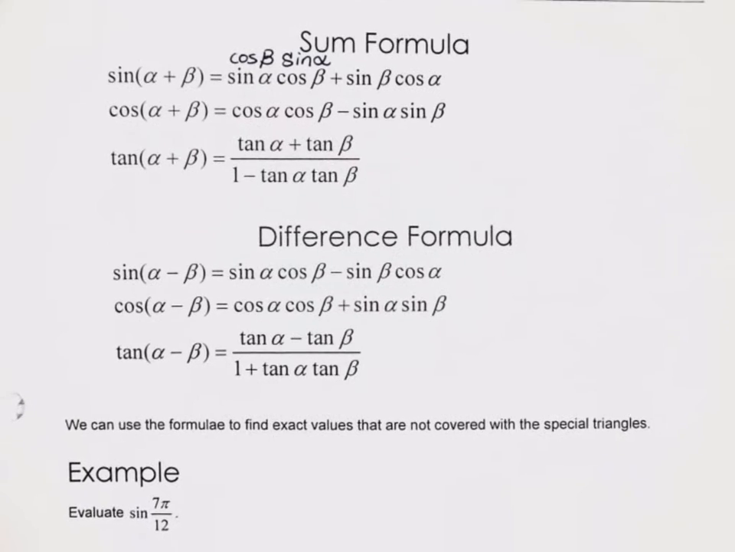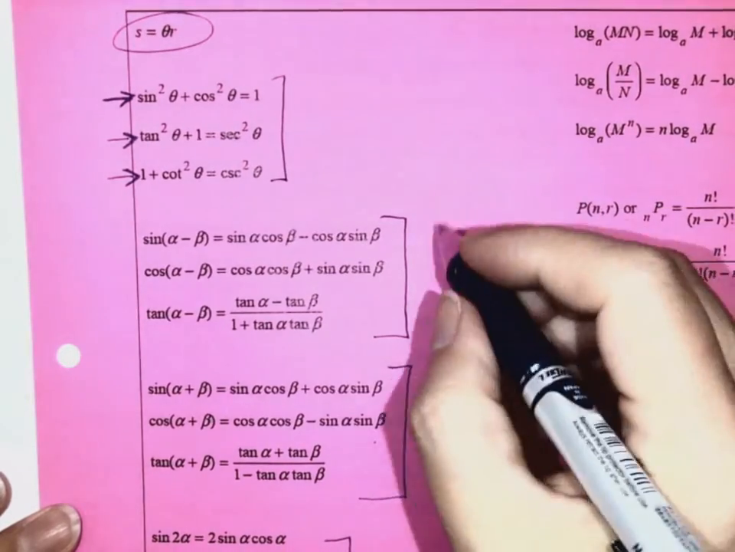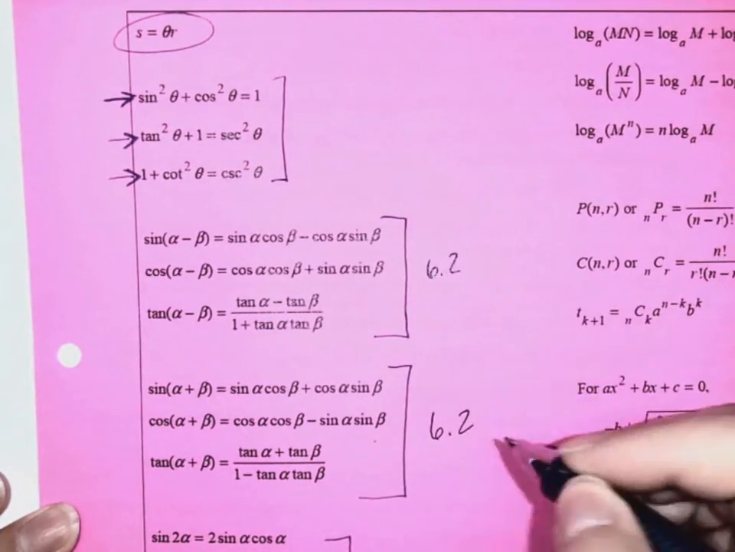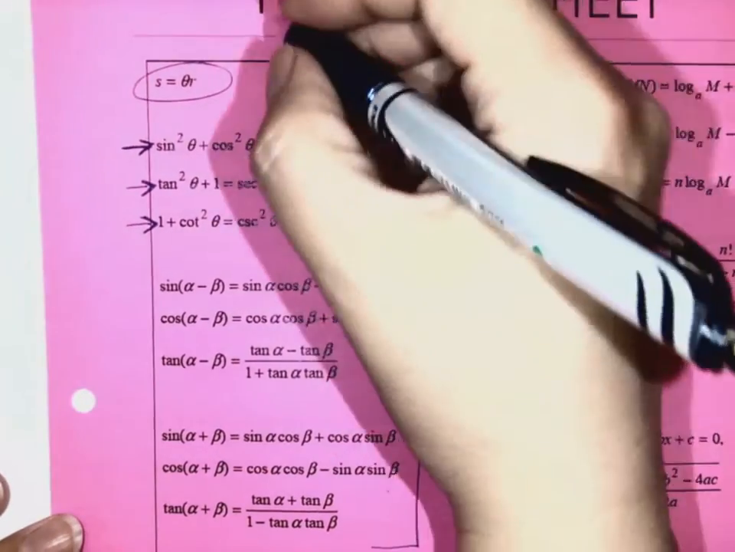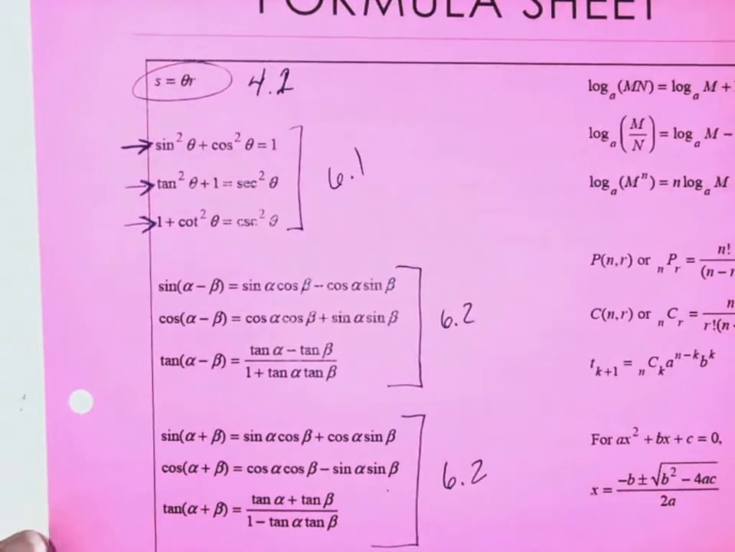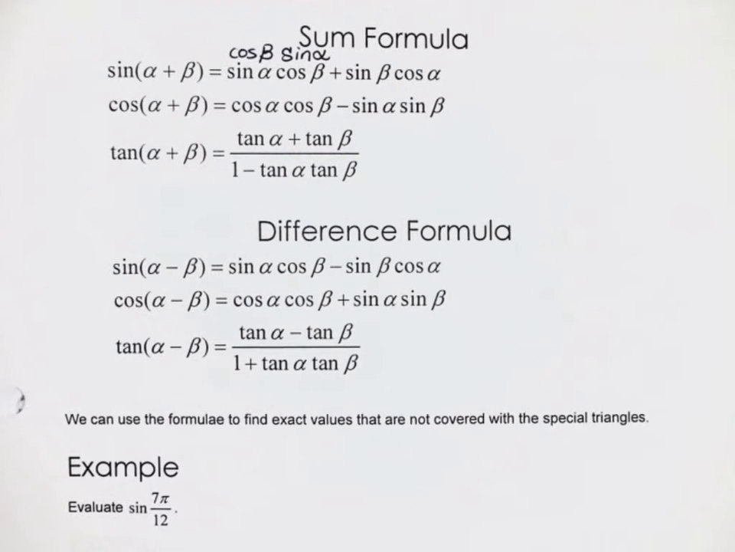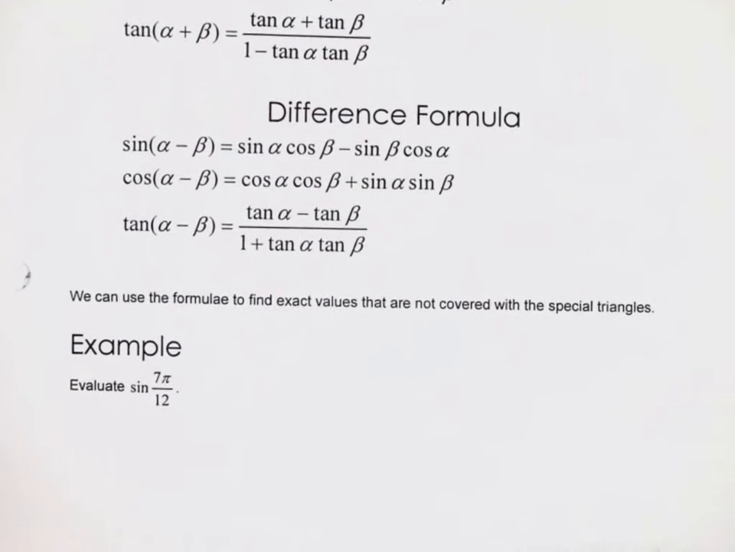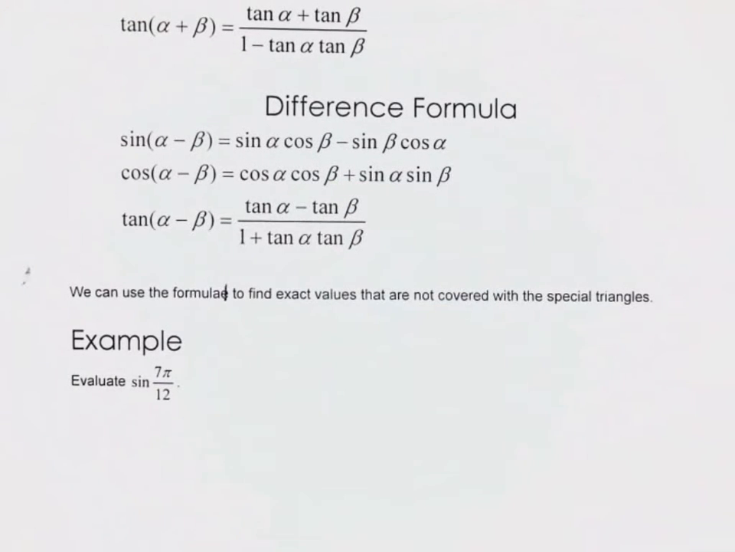All right, so that's what we use our sum and difference formulas for, and they are here and here. So 6.2, 6.2, and that one was 6.1. And that was way back in like chapter 4. I'm going to say, I think it was 4.2. All right. Oh, look, I added an extra e to formula. That's cool. Just get rid of that.